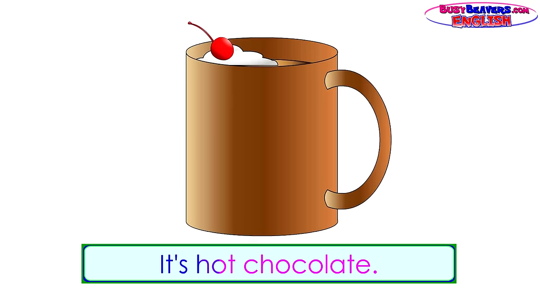What's this? It's a pet store. Do you like pet stores? Yes, I like pet stores. Do you have a pet store in your neighborhood? No, I don't have a pet store in my neighborhood. What's this? It's a shoe store. Do you like shoe stores? Yes, I like shoe stores. Do you have a shoe store in your neighborhood? Yes, I have a shoe store in my neighborhood.